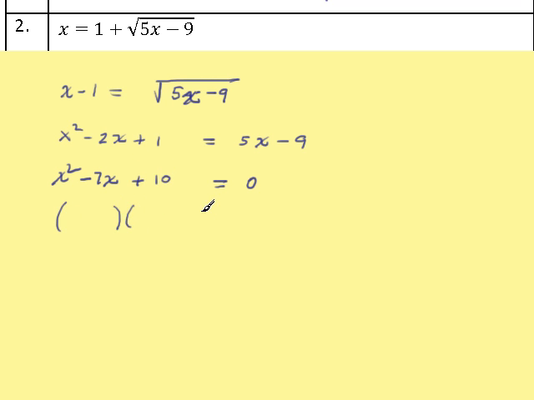All right, hopefully this factors. Let's try that. All right, so we have minus 5, minus 2. And we get the right middle term, minus 7x. So here we have two solutions, x equals 5, x equals 2. And now we'll do our check.